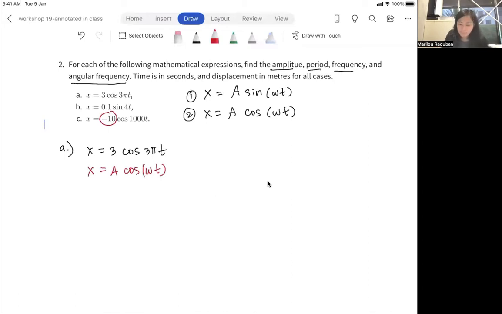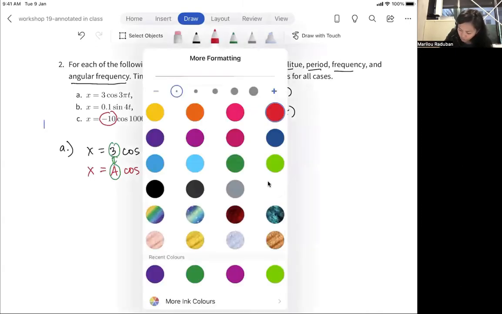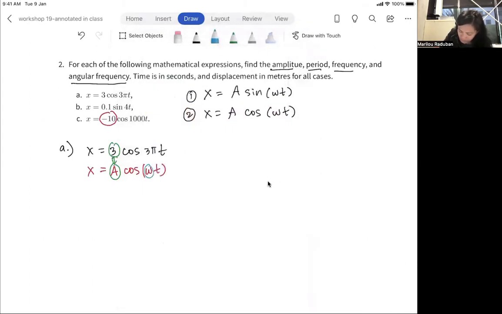Okay, for the amplitudes, we can really just compare these 2 equations, and you can see that the amplitude here corresponds to that, and then omega t. Let me use a different color. Omega t is the number that's in front of t, right? So yeah, we can just pick out there that the amplitude is equal to 3 meters.